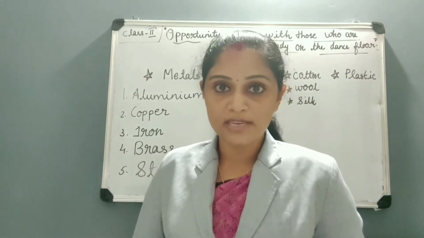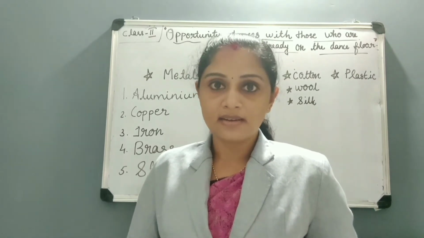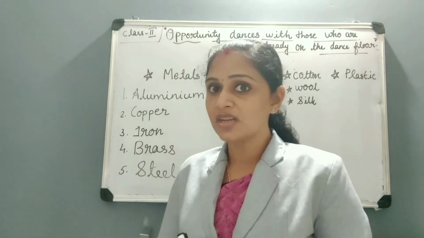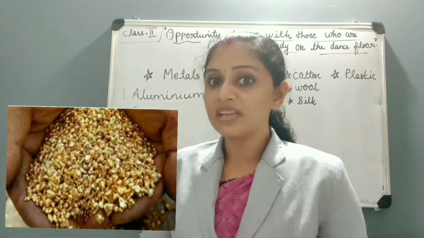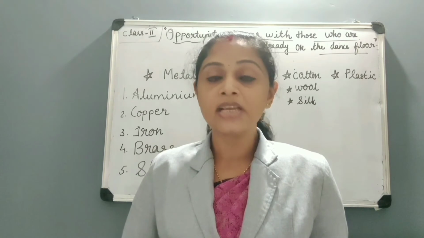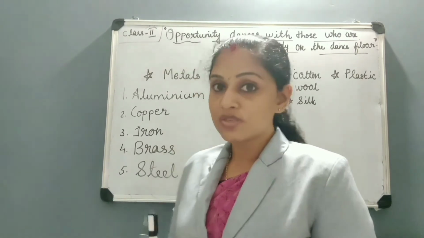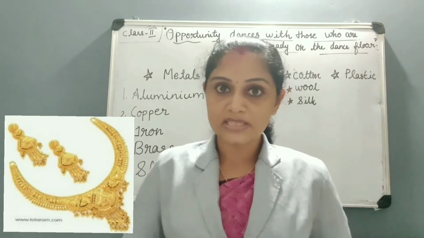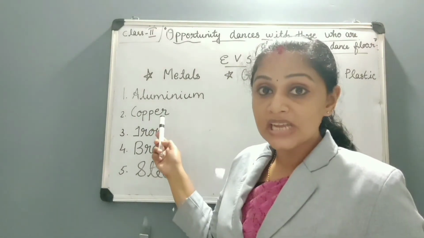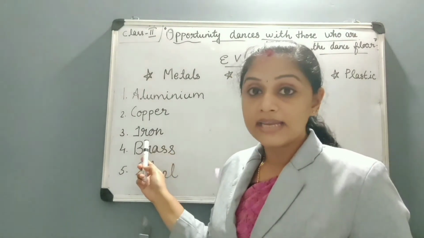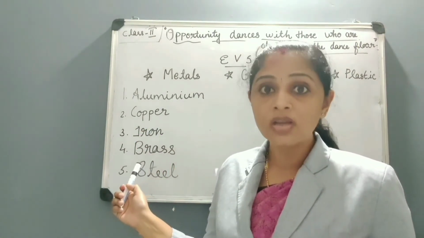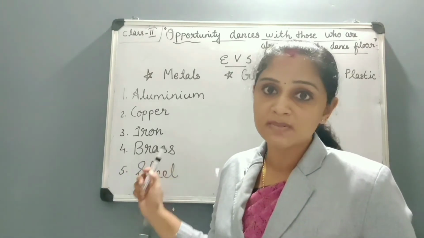It's a gold ornament. Gold is a metal. And at the time of mining, this gold is not in this form. In this form we get gold from the earth. After that it undergoes various processes, it is polished and converted into useful things like these ornaments. Okay children, which are the examples for metals? Aluminium, copper, iron, brass and steel. And these metals are very hard and strong, so we can make many things by using these metals.